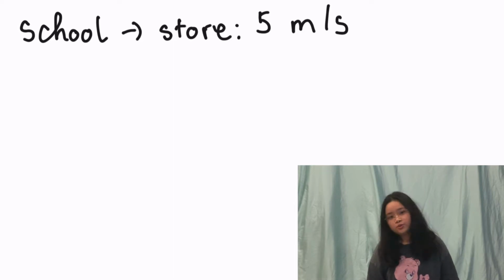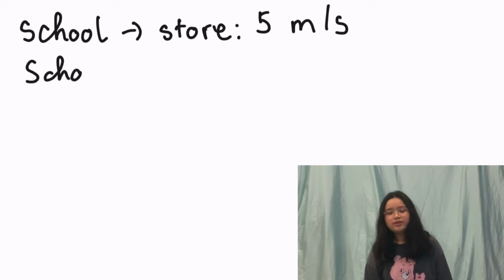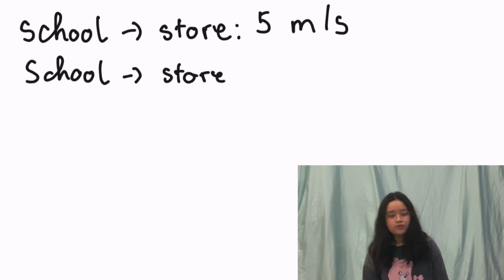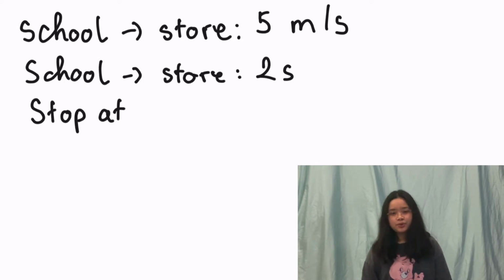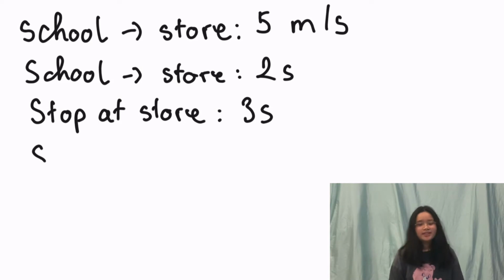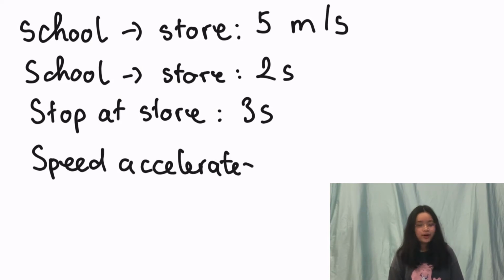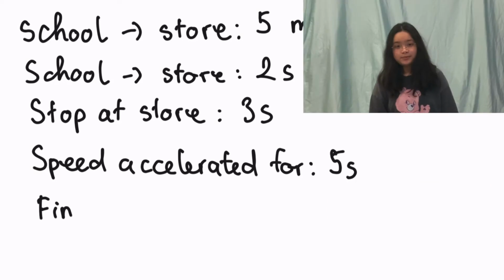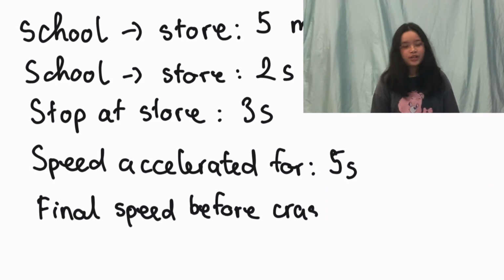Okay, that's enough of watching videos. I want to figure out how far Jerry was traveling from school to the tree that he crashed in. So, let's do it together. Here's what we know. Jerry's mom said that he traveled at a constant speed of 5 meters per second from school to the convenience store. It is also known that it only took him 2 seconds to travel from school to the store. He stopped at the store for 3 seconds, and after that, his speed accelerated constantly for 5 seconds, and his final speed was 10 meters per second before he crashed into the tree.